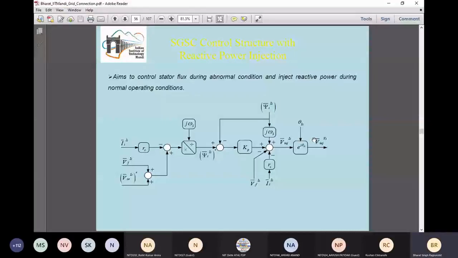What we have done is check the control functionalities of the series grid side converter using a system of a simple wind farm.